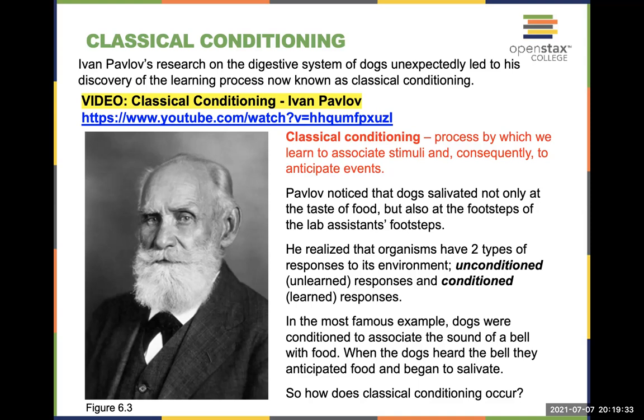So I always make the joke, you know, what rings your bell? What triggers you? And when I make that joke, or when I ask that question, I'm really asking you about what are your conditioned or learned responses and associations that you've developed in your life, right? So what I'm going to move into next is basically how classical conditioning occurs and why it's important for learning.